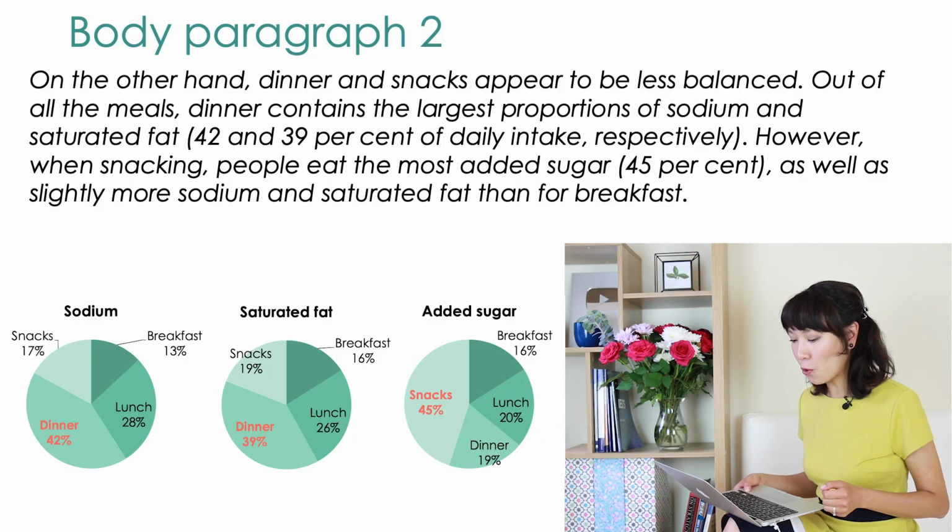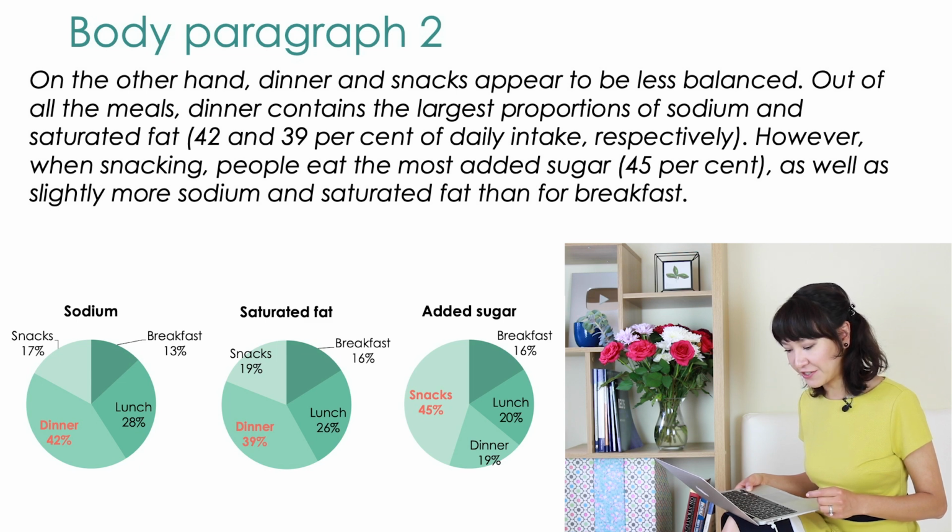Let's read the second body paragraph. On the other hand, dinner and snacks appear to be less balanced. Out of all the meals, dinner contains the largest proportions of sodium and saturated fat, 42 and 39% of daily intake respectively. However, when snacking, people eat the most added sugar, 45%, as well as slightly more sodium and saturated fat than for breakfast.